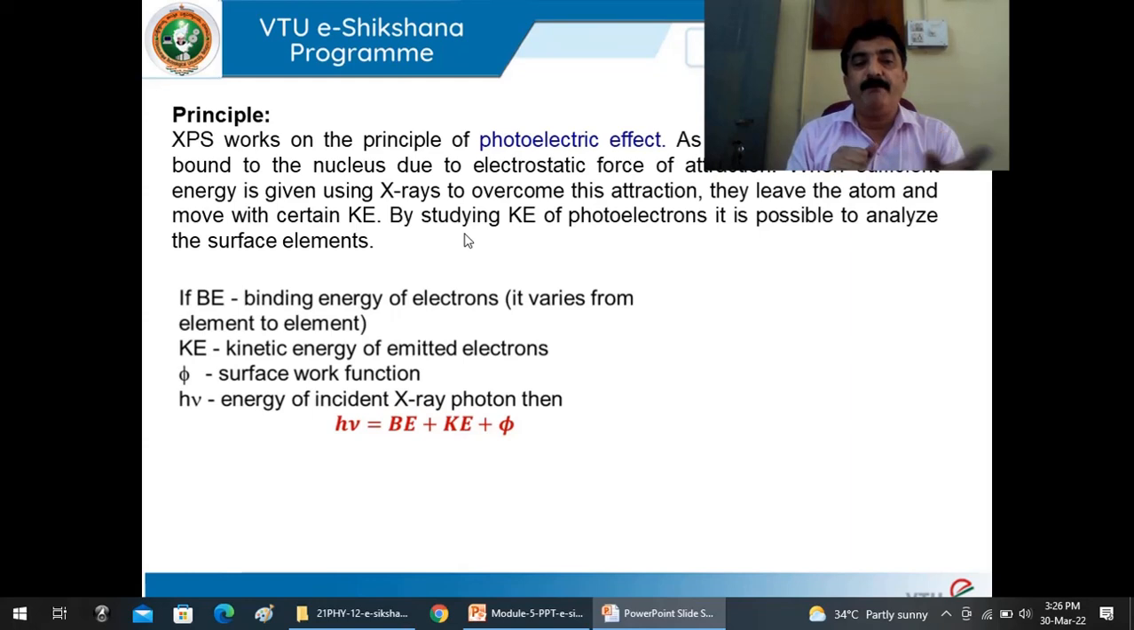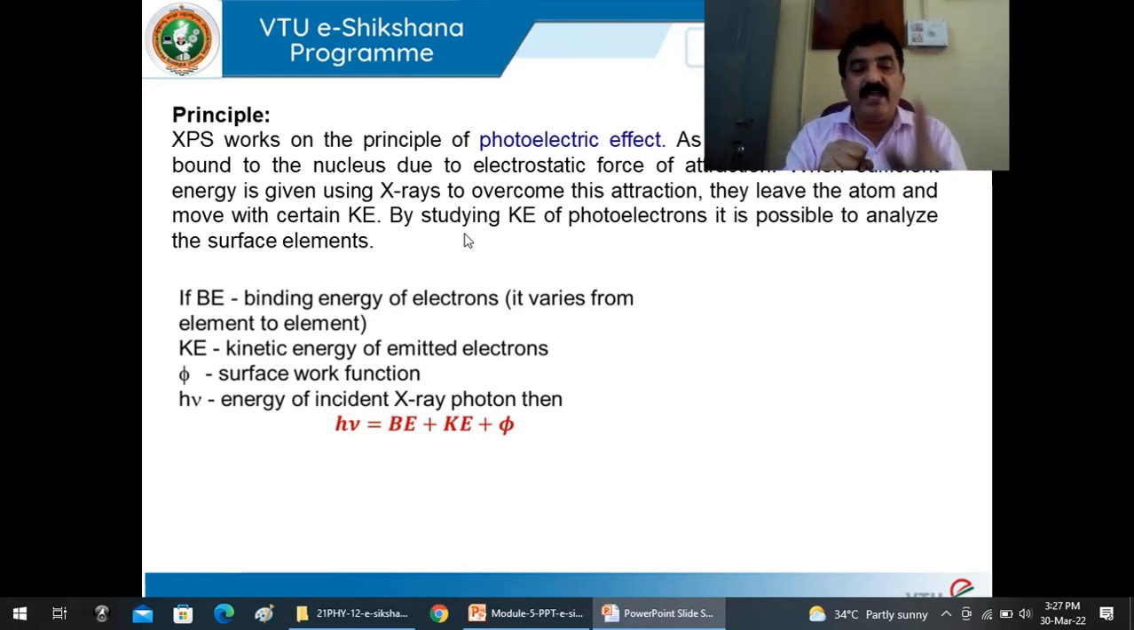Well, take binding energy BE, which in PUC you call adhesive energy, KE is the kinetic energy, phi is the surface work function. I think in PUC you study only work function. What is this work function? That is the energy required to remove the outermost electron. See, this is the inner part, the nucleus. You have K shell, L shell, M shell, and so on, like that, outermost. From there, you need to remove the electron, a little bit of energy is enough. That is work function. If I want to remove an electron from deep inside the atom, then it is binding energy plus work function. So you have to give that much energy.